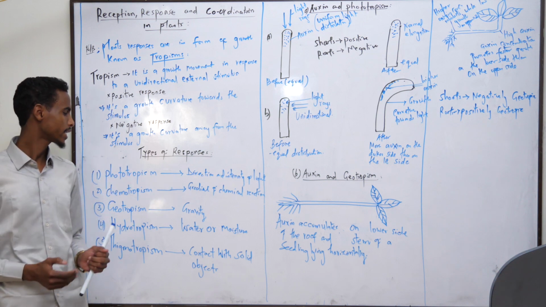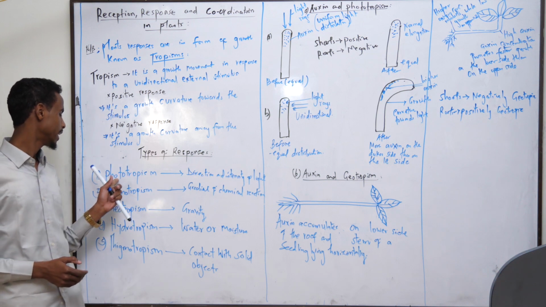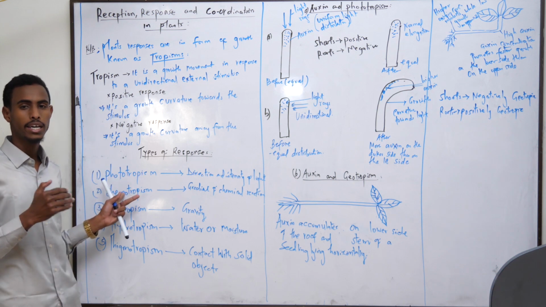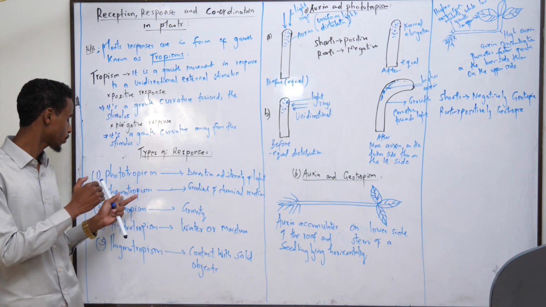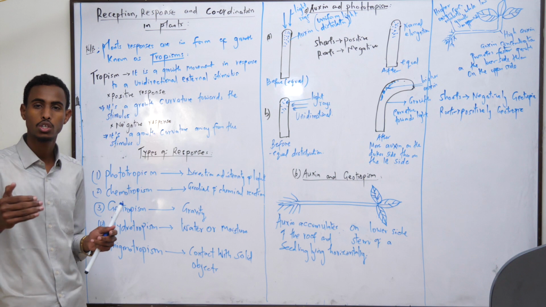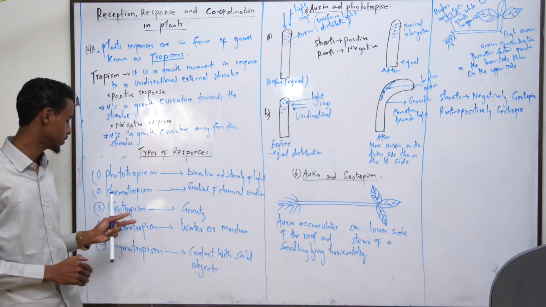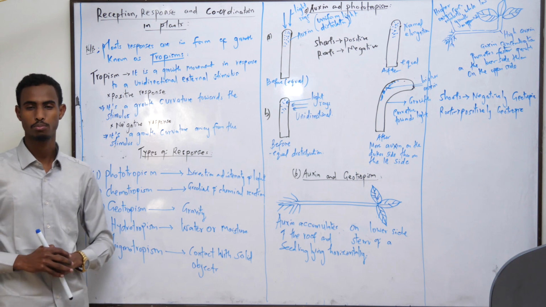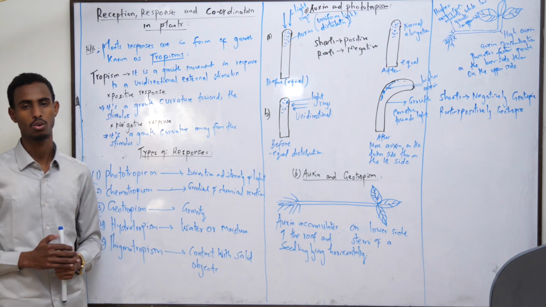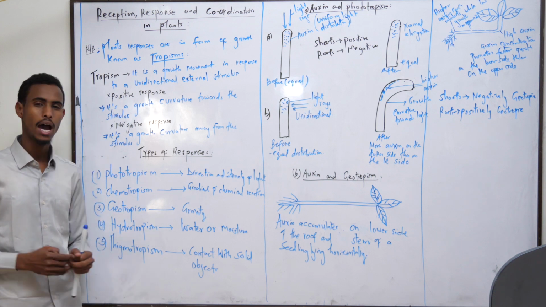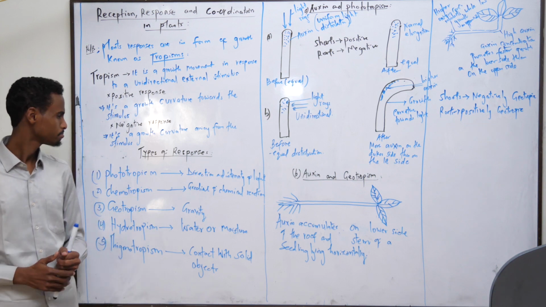In all of them, at the first part you have to write, it is a growth movement or growth curvature in response to, number one, direction and intensity of light. Number two, chemical gradient of chemical reactions. Number three, in response to gravity. Number four, in response to water. Number five, in response to touch or contact with solid objects. It's also known as haptotropism.